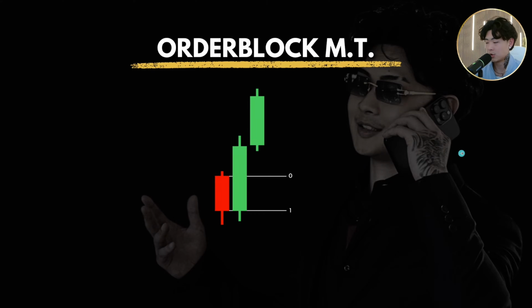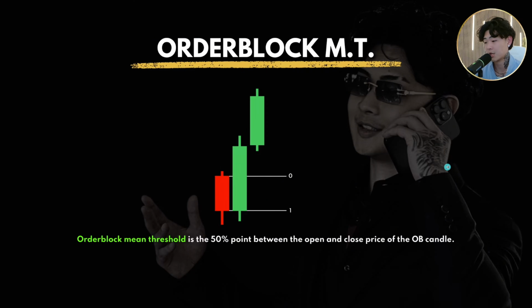Order block mean threshold. And after that, we're going to hop on the charts. This is the same exact thing as the fair value gap consequent encroachment, or the same exact way of measuring it with our Fibonacci tool. So you simply have the high of the order block, low of the order block candle, 50% point is the order block mean threshold. So between the open and closing price of that order block candle. And exact opposite on the bearish side.